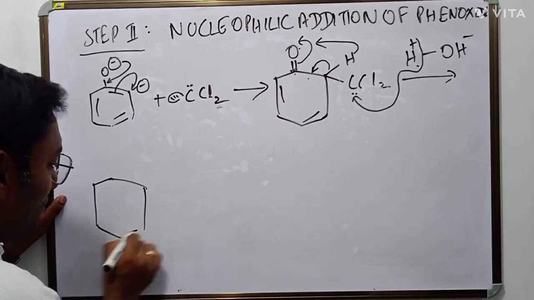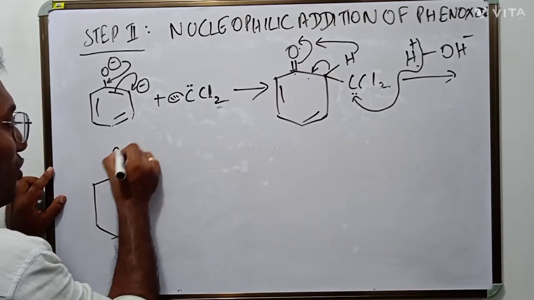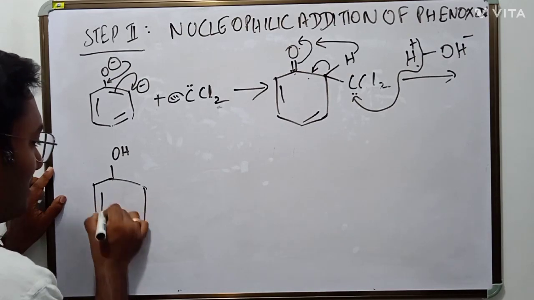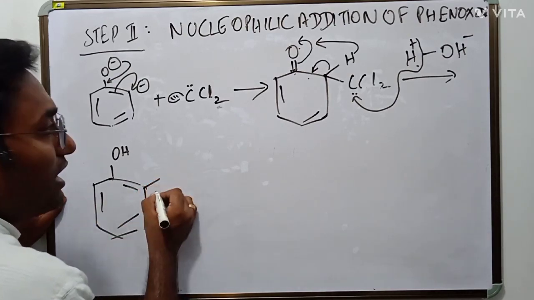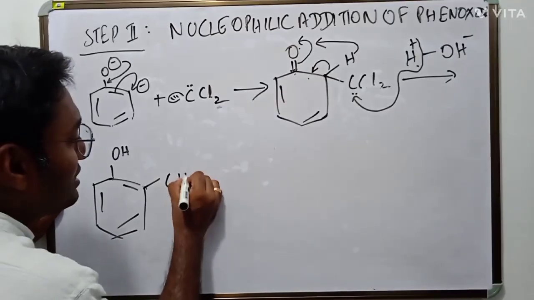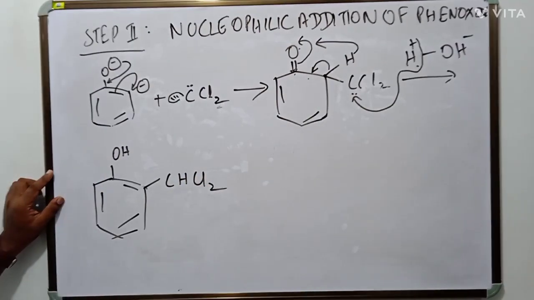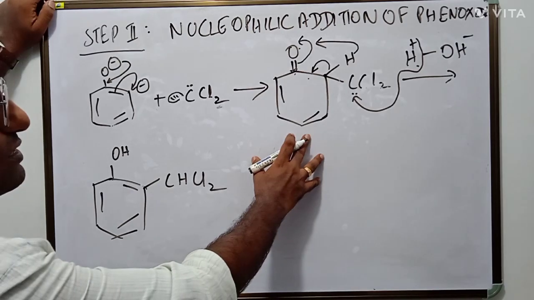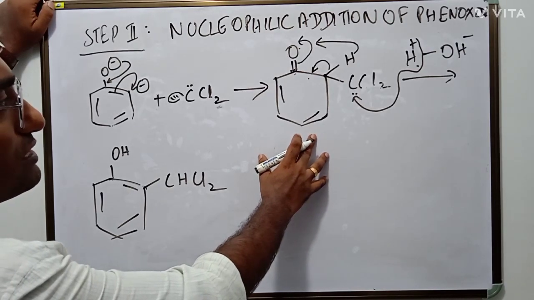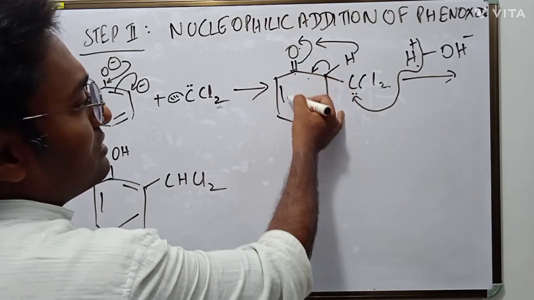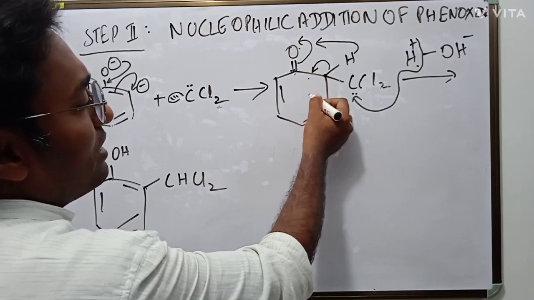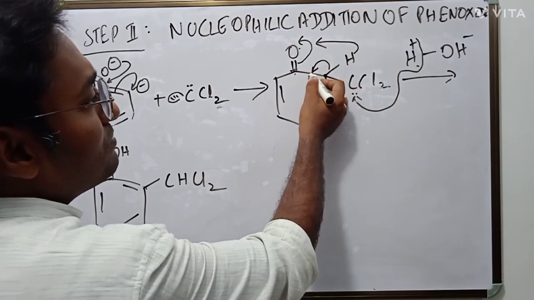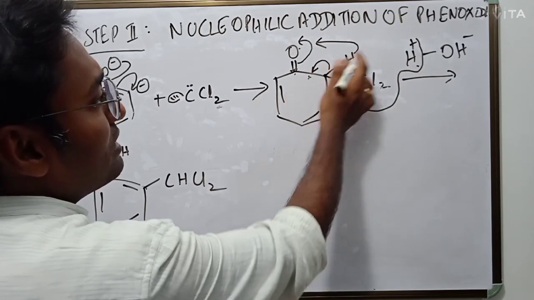Fine. And here, what is the role of this? This H plus actually requires a pair of electrons, so it goes here. So I hope you got this. So now what we get is OH, right? And here we are getting CHCl2. CHCl2. I hope you got this.